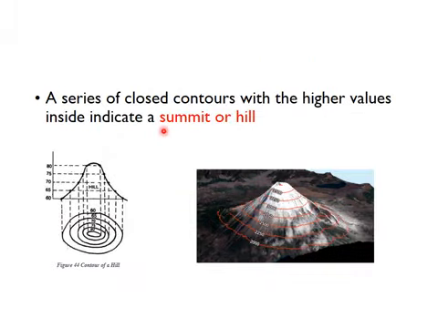The next one is a series of contour lines with higher values inside. See in this image, the higher value is 80 and it is located inside, and 60 is located outside. So the smallest circle is the 80 meter contour and the biggest one is the 60 meter contour. It indicates a hill or summit, or a mountain. See here, 3500 is inside, and 2000 is outside. So this is a hill.